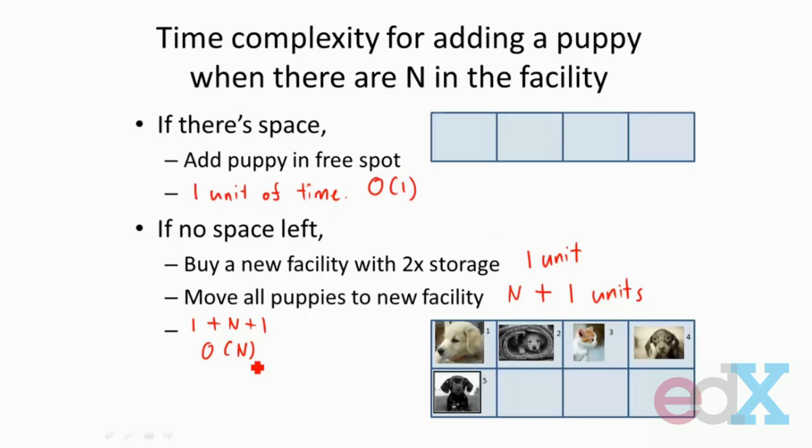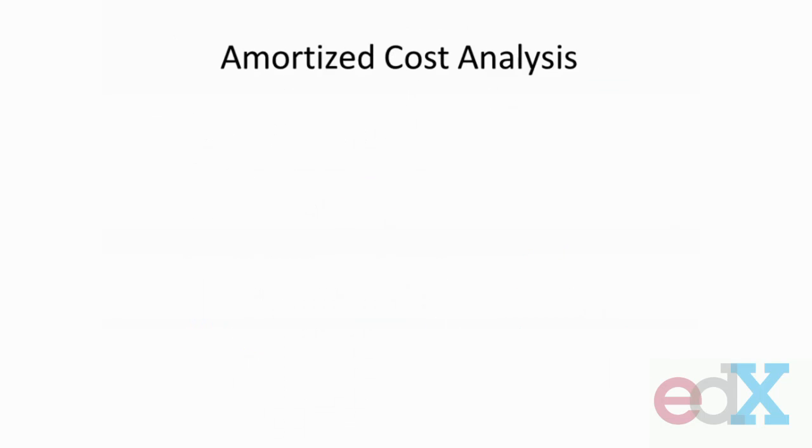That sounds like a lot of work for Tim, but when you think about it, that's kind of an unfair way of analyzing Tim's business plan. Tim doesn't really have to buy a new facility and move all those puppies around every single time he gets a new puppy. He only has to do it every time the facility is full. So let's see if a different way of thinking can analyze Tim's business plan more fairly.